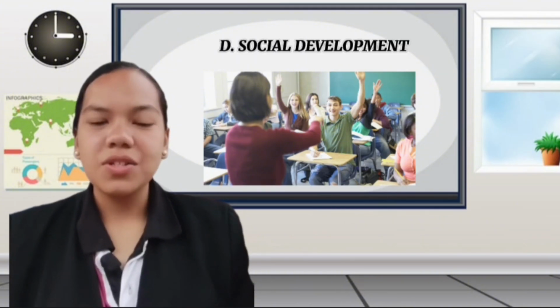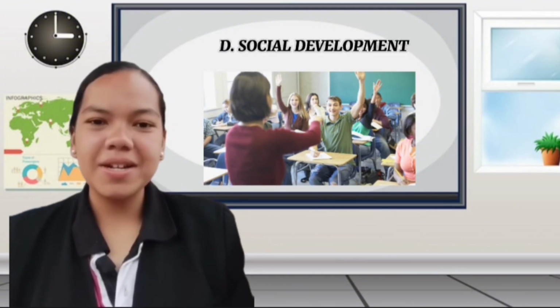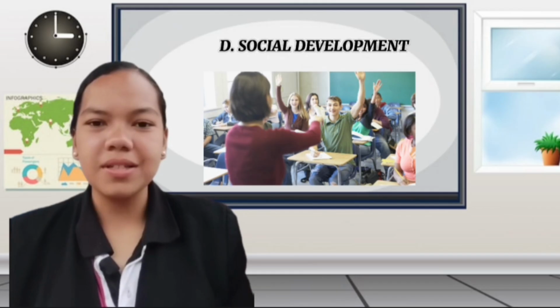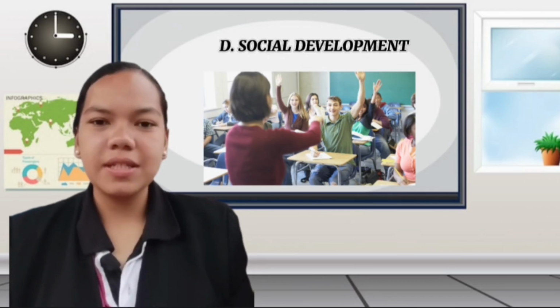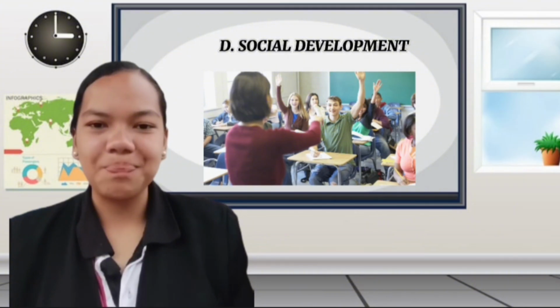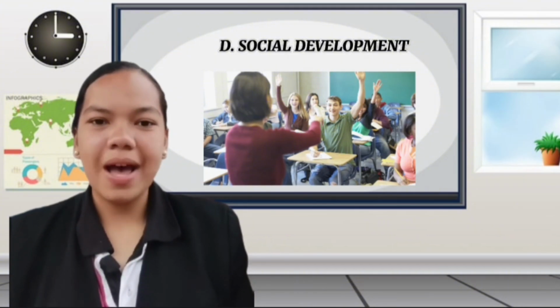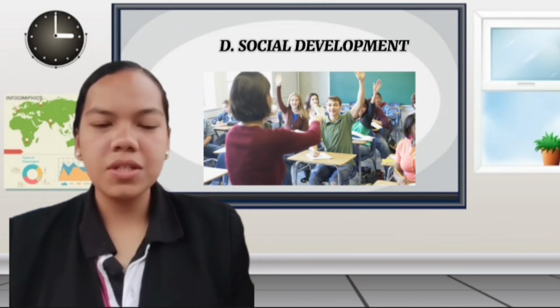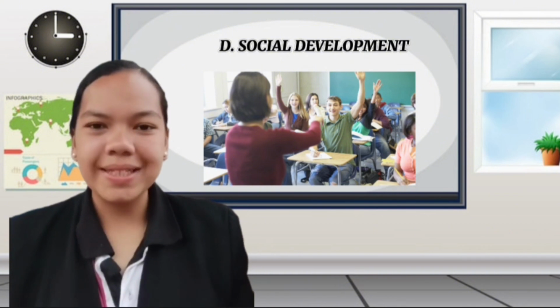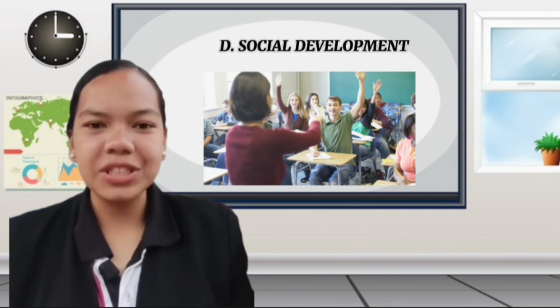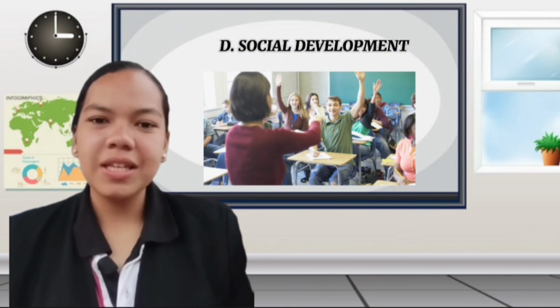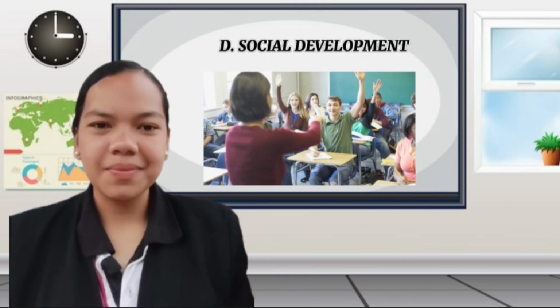Letter D. Social development. Peer relationships are important, but students also seek independence and form their identity. They learn to handle complex social situations, form closer relationships, and find a sense of belonging. Family, culture, and social media strongly influence them.